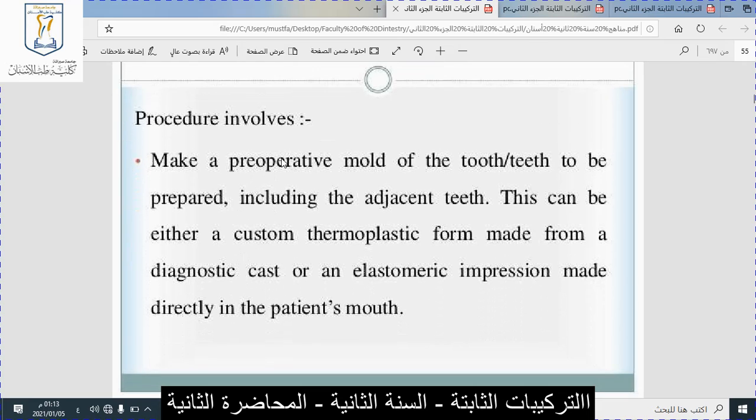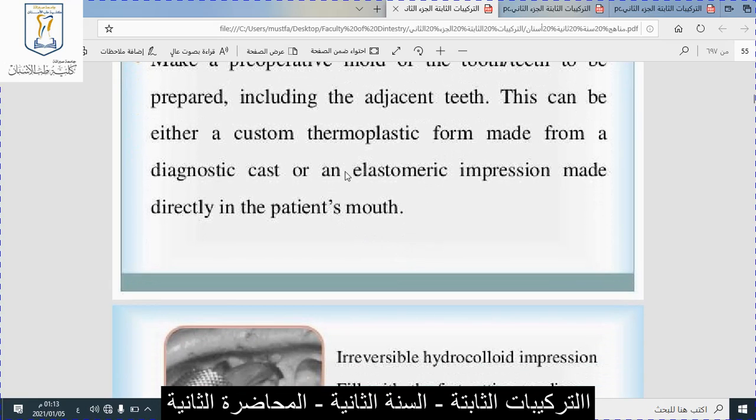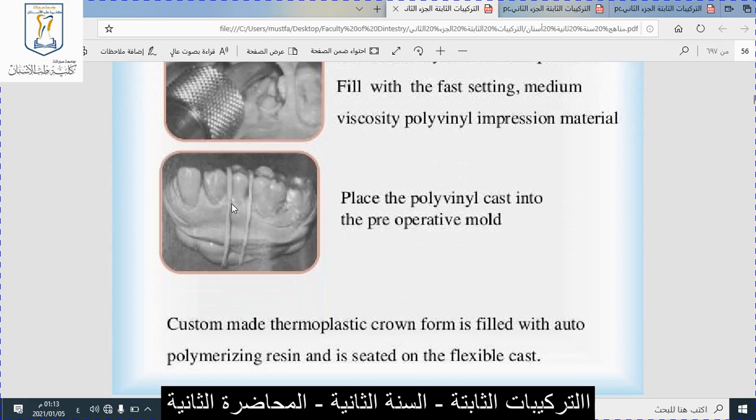Procedure: in follow-up, make the proper mold of the tooth to be prepared, including adjacent teeth. This can be either a custom thermoplastic form made from the diagnostic cast, or an elastomeric impression material directly in the patient's mouth. So it can be done directly in the patient's mouth, or it can be done in the laboratories.